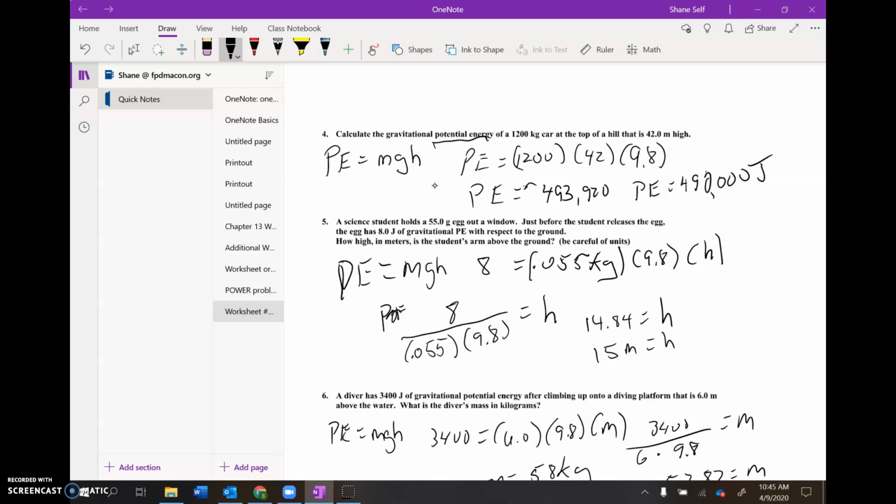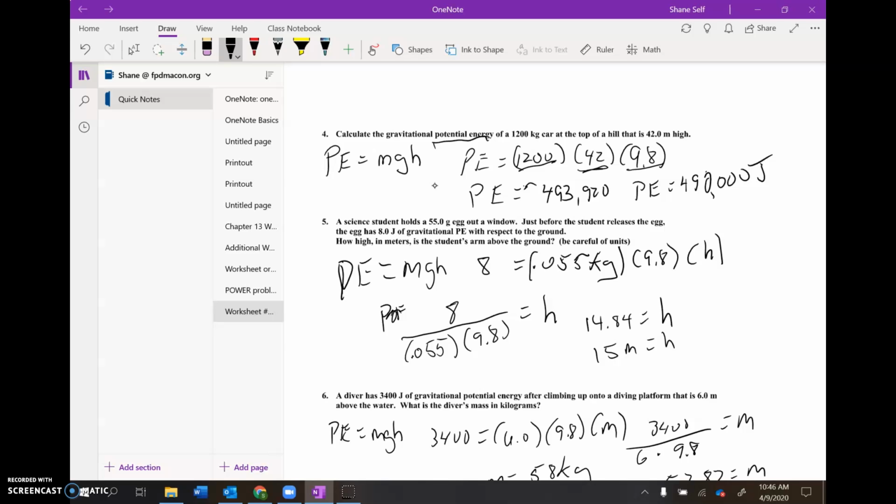Potential energy is equal to mass. Here's your mass, times your height. Here's your height. And your acceleration due to gravity is a constant, which we learned is always 9.8. So that will always be g, no matter what. You just multiply those three numbers together, and you're going to get 493,920 joules. And to put it into your answer key in significant digits, it's 490,000 joules.